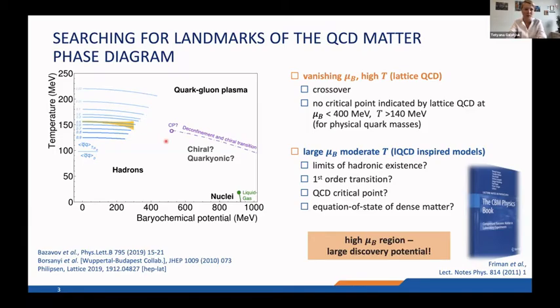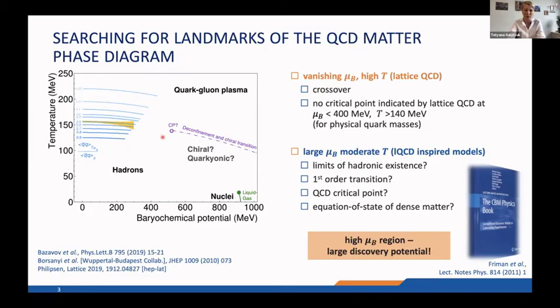And our knowledge about the QCD phase structure, we usually summarize on the QCD phase diagram, shown as a function of temperature and baryon chemical potential. And indeed, we do have extremely good guidance from first principle calculations when we speak about vanishing chemical potentials but high temperatures. However, towards higher baryon chemical potentials, lattice QCD suffers from the notorious sign problem.